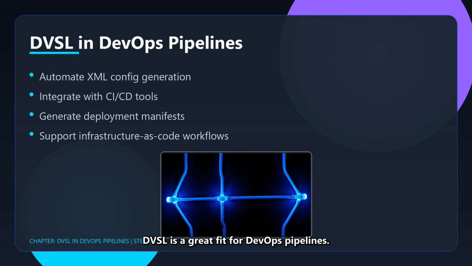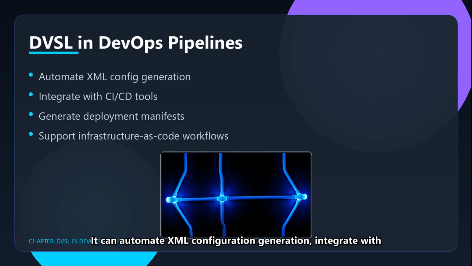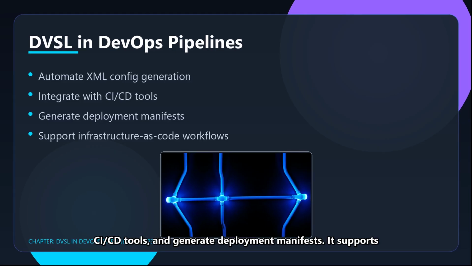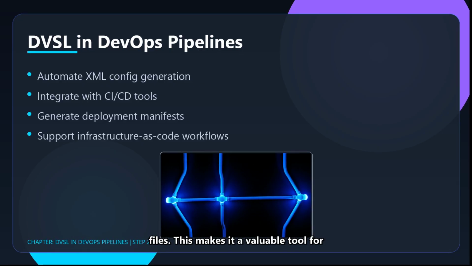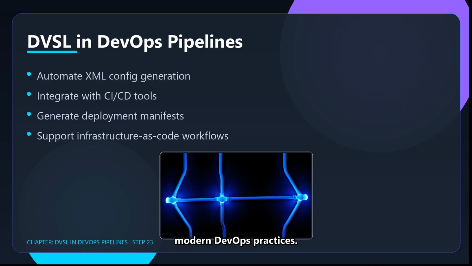DVSL is a great fit for DevOps pipelines. It can automate XML configuration generation, integrate with CI/CD tools, and generate deployment manifests. It supports infrastructure as code workflows by transforming metadata into structured configuration files. This makes it a valuable tool for modern DevOps practices.